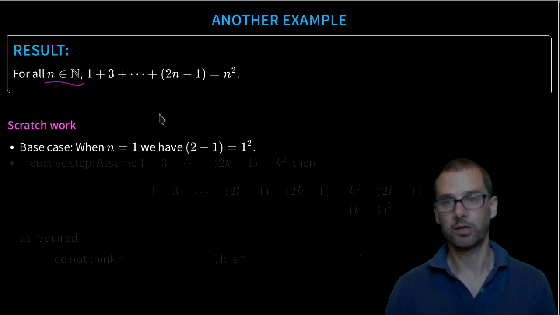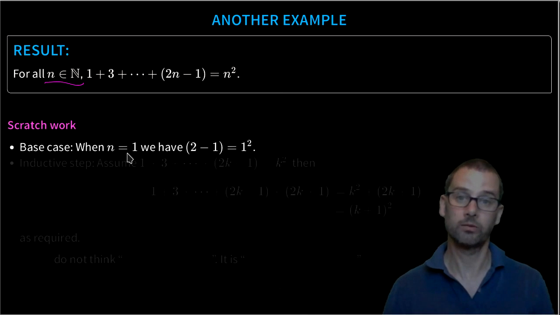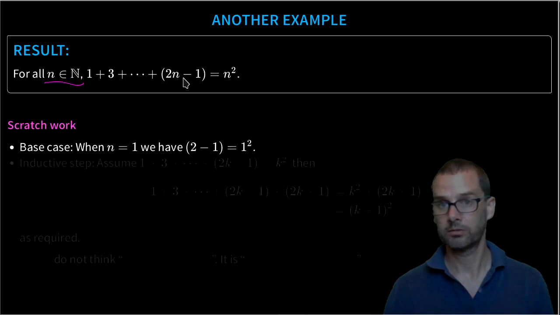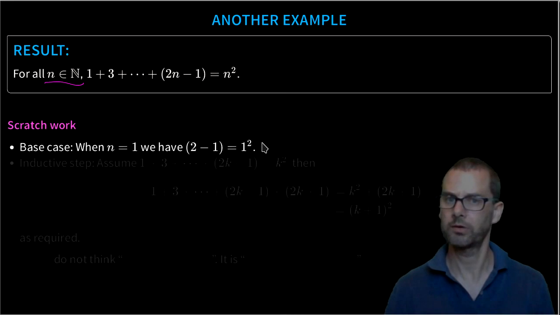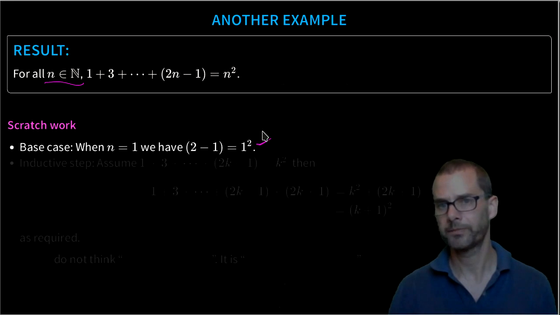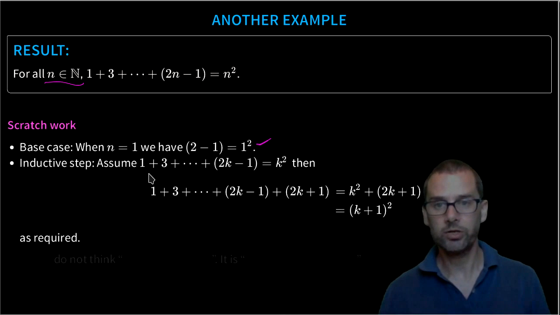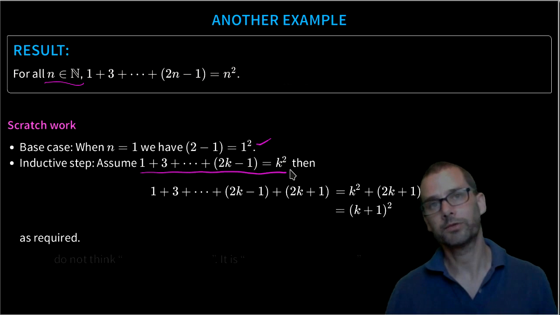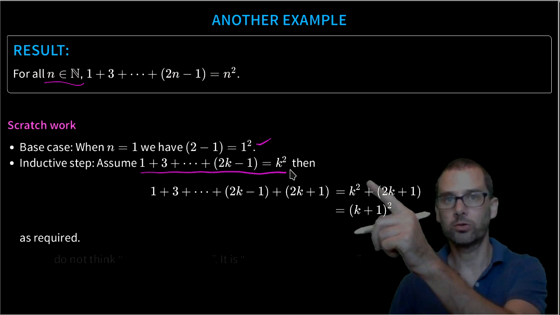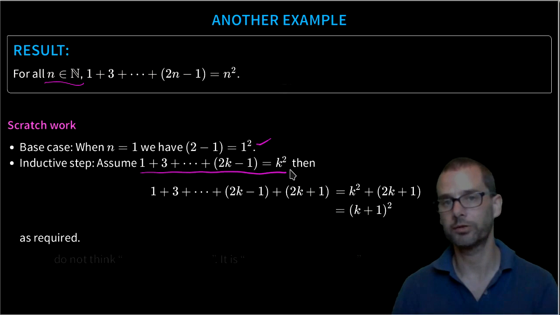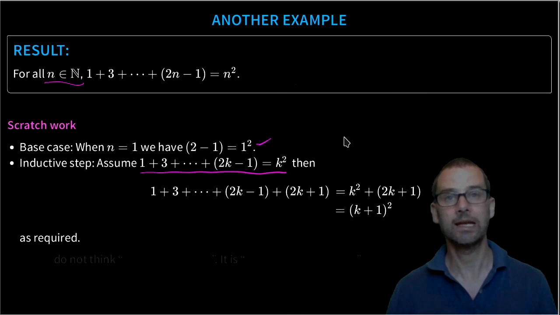Okay. So base case, we just stick in n equals 1. Well, this sum is just 1, which is 1 squared. So everything works when n equals 1. Now let's look at the inductive step. In the inductive step, we assume that the result holds when n equals k. So we're making sure here that we're assuming the result holds when n equals k. Now we need to get to the result when n equals k plus 1.